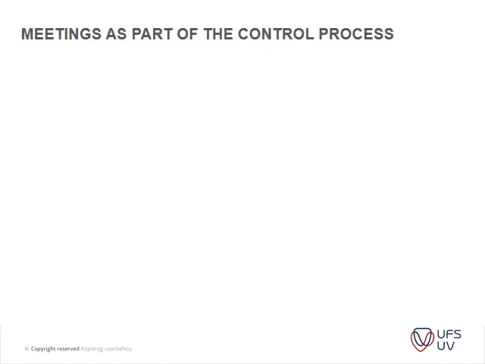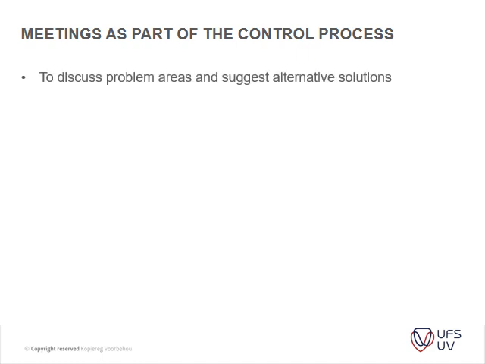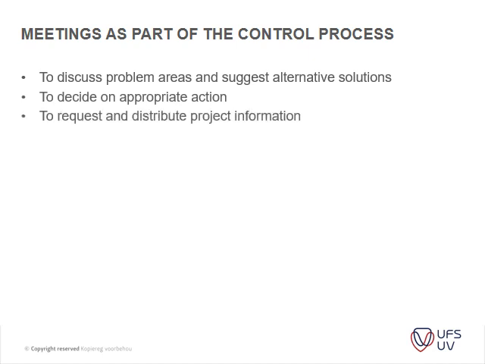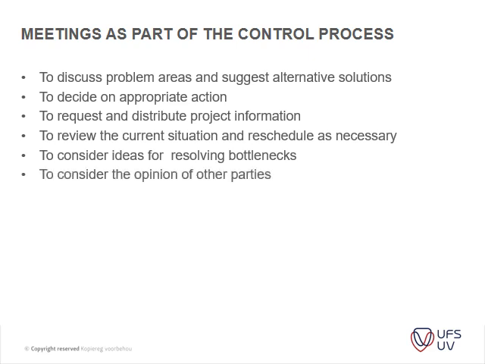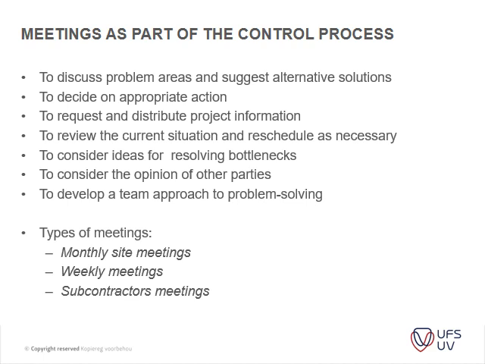So meetings as part of the project: to discuss the problem areas and suggest alternative solutions, to decide on appropriate actions, request and distribute project information, to review the current situation and reschedule as necessary, to consider areas of resolving bottlenecks, and to consider the opinion of other parties, to develop a team approach to problem solving. And then types of meetings, you've got your monthly site meetings, weekly meetings, your subcontracting meetings.